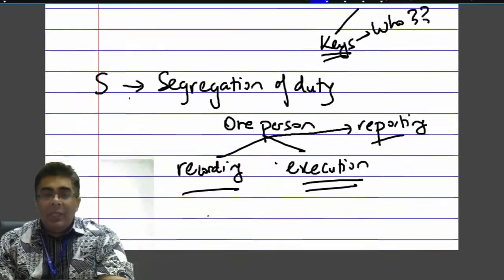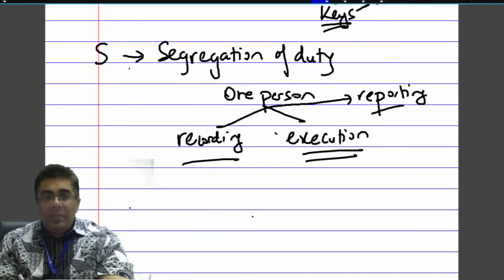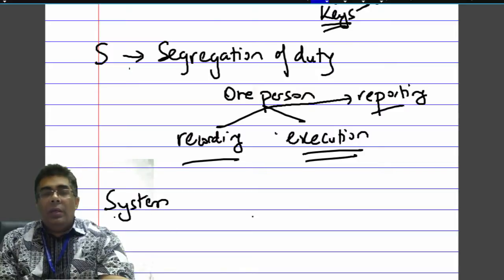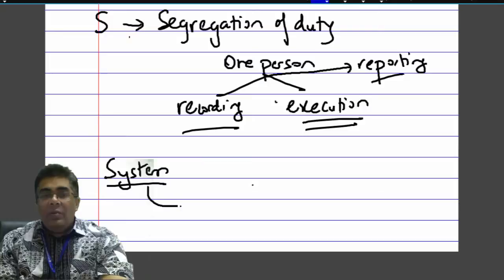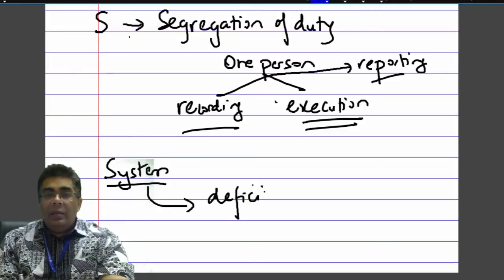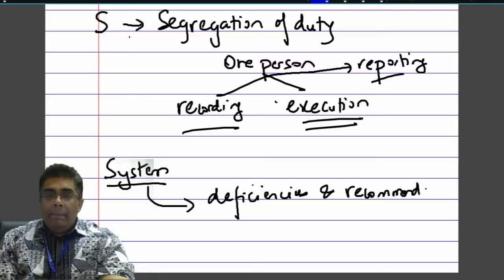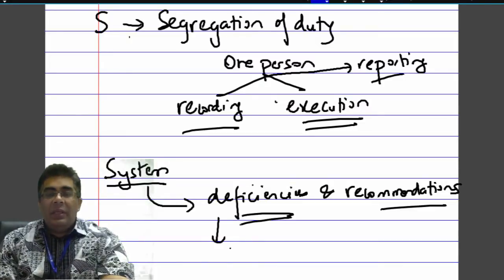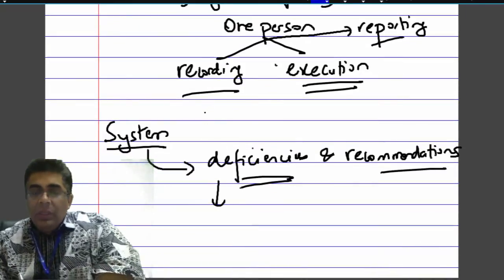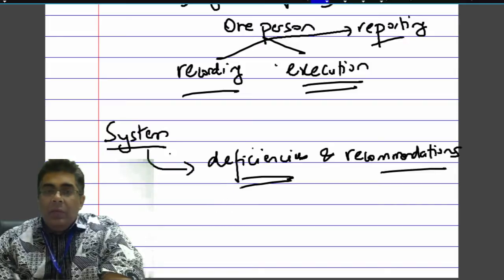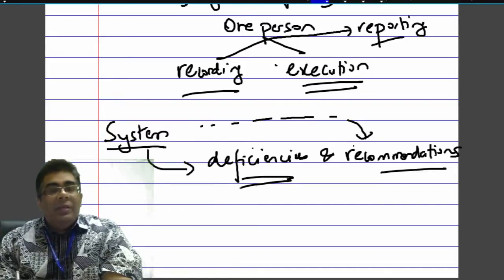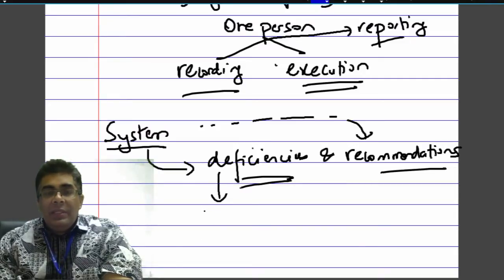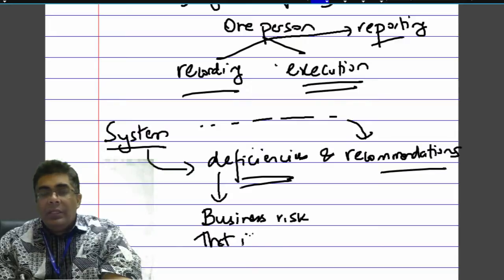So now in the exam you will be given a system. And what will you do with that system? You'll be asked to identify deficiencies and provide recommendations. Now when you analyze these deficiencies, you must talk about these control activities, because these control activities will become your possible recommendations. Okay, now the deficiencies are basically all the business risks that are not addressed.